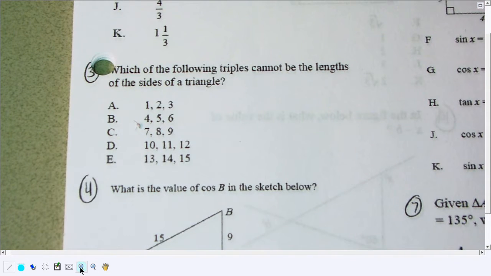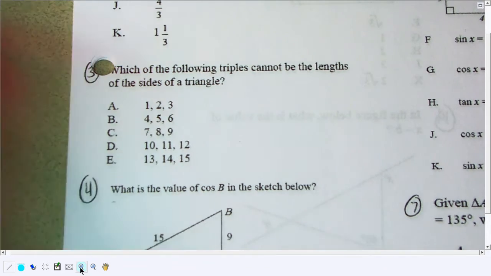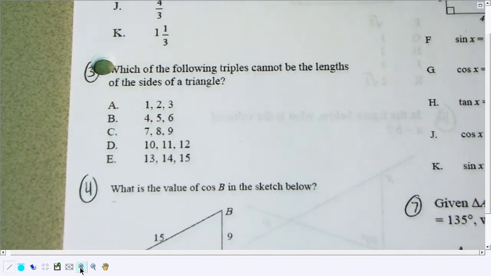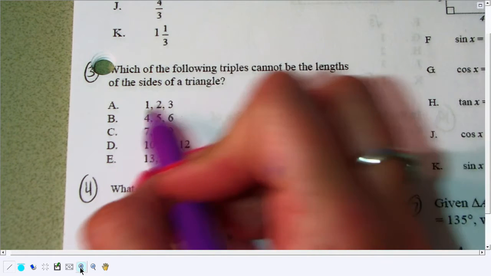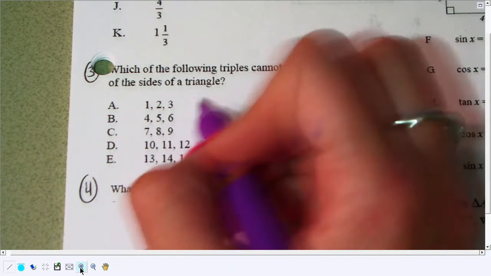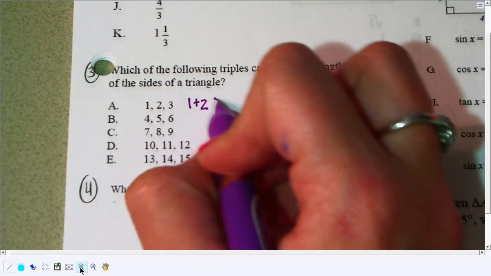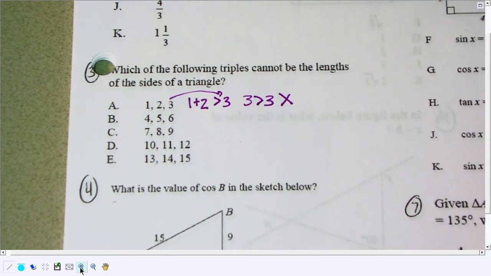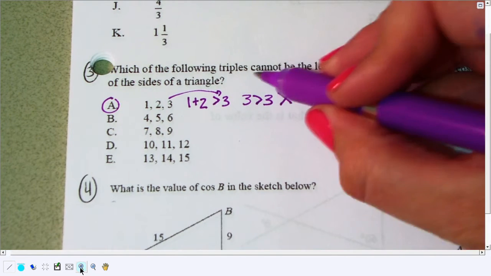Which of the following triples cannot be the lengths of a triangle? So this is using the triangle inequality theorem. So the triangle inequality theorem states that the sum of the two shortest sides of a triangle have to be greater than the longest. So all I'm going to do is look for the two smallest numbers, so 1 plus 2. 1 plus 2 must be greater than 3, which is the longest. Well, 3 being greater than 3 is not true. So A is my answer because I'm looking for which ones don't work.